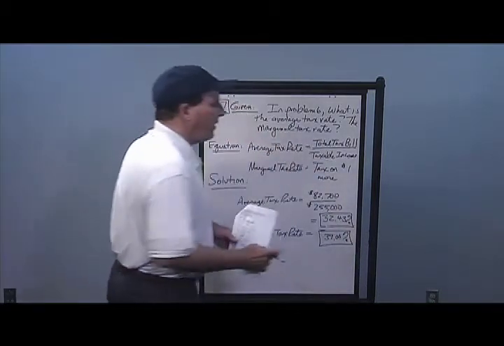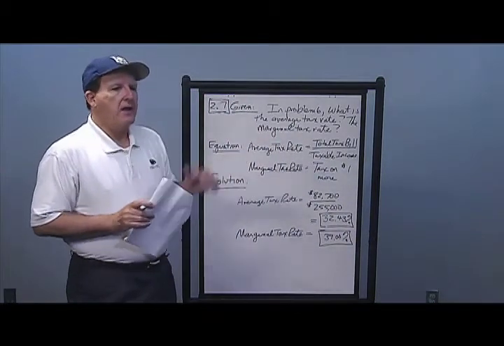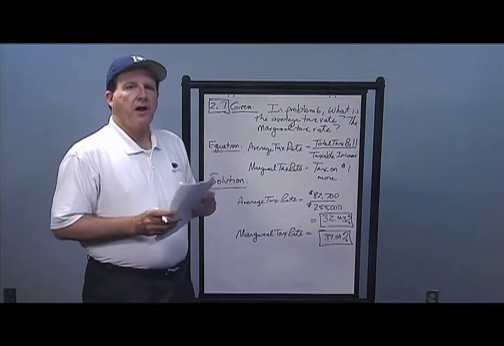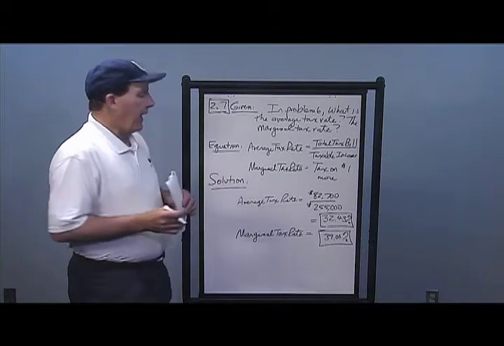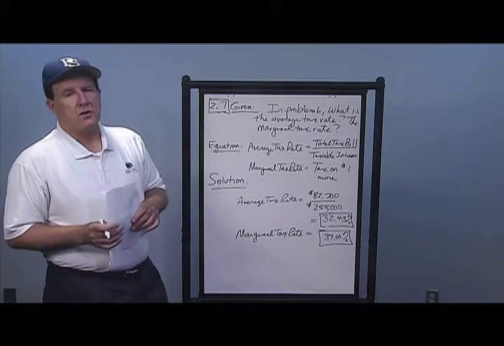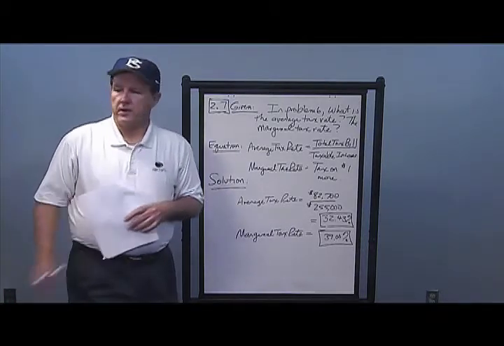Because that was our last tax rate and we hadn't used all that eligibility up there. So the answers are 32.43 for the average tax rate and 39% for the marginal tax rate. That concludes problem number 7.